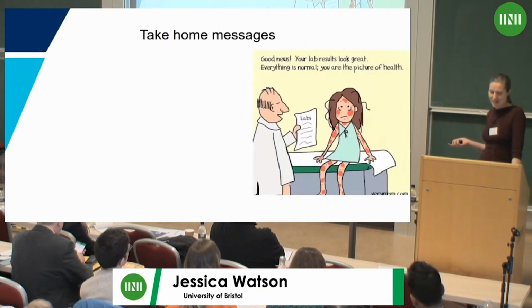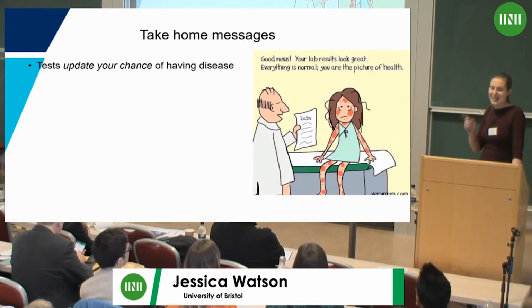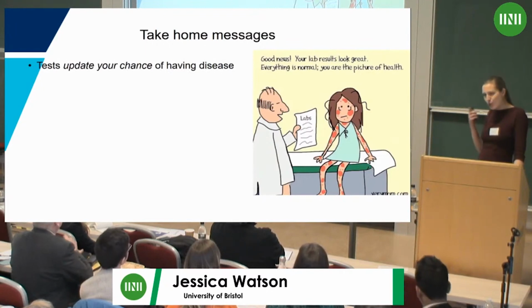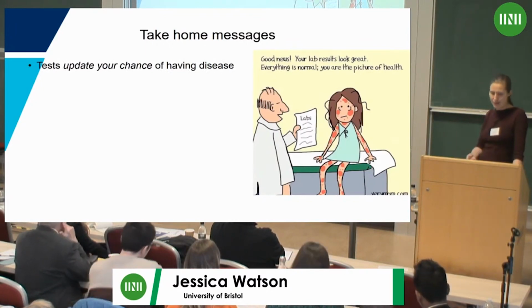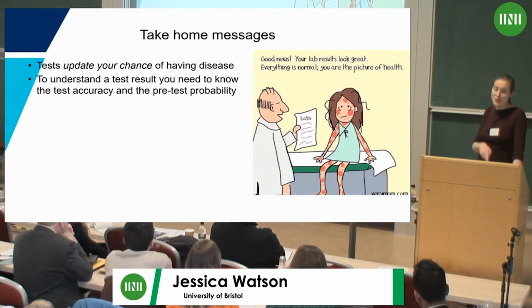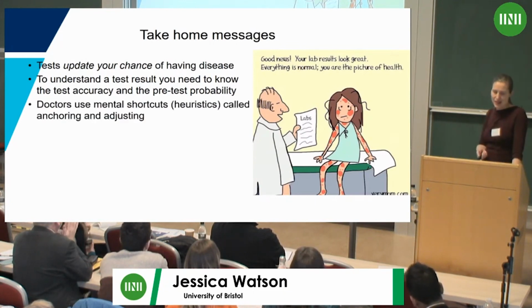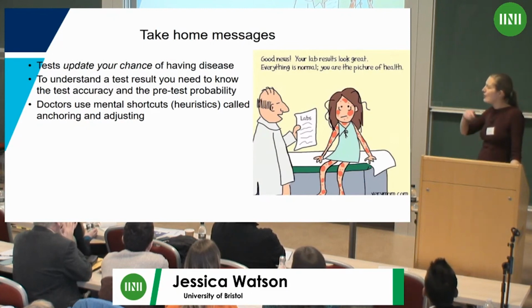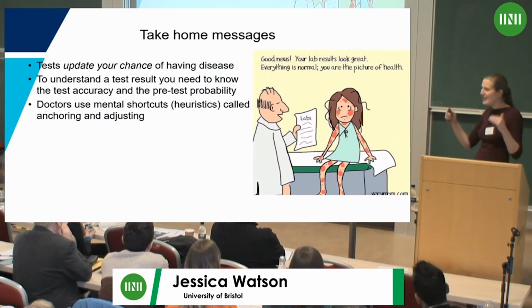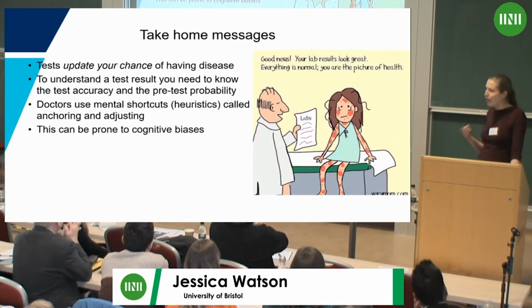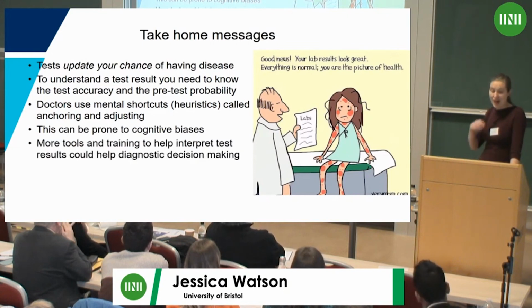So, take-home messages. Test, update your chance of having disease. I think we need to work harder in how we communicate that with patients. To understand the test, we don't just need the test results and the test accuracy, we need that pre-test probability. Context matters. We use mental shortcuts to try and do this in clinical practice rather than mathematical formula, although we have to learn those formula in order to calibrate our clinical judgment. But we have to be aware of the cognitive biases that puts us at risk of.